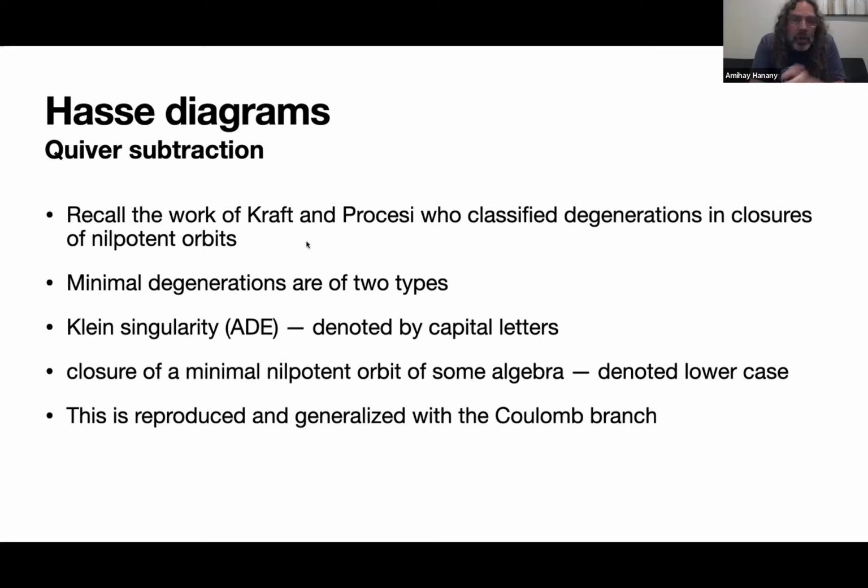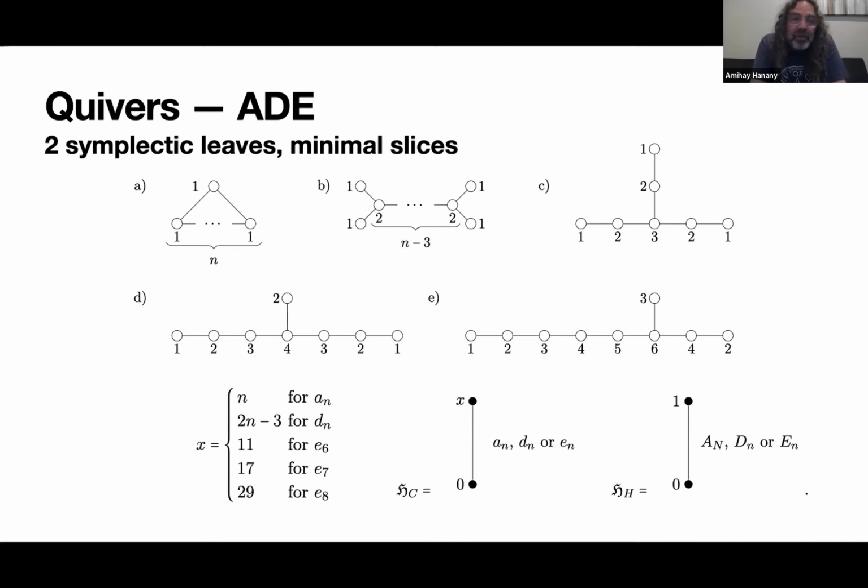Following this work of Kraft and Procesi, they classified the degenerations in closures of nilpotent orbits of classical type. And they told us that those minimal degenerations, or the minimal slices, are either of type Klein singularity or of type minimal nilpotent orbit, which is precisely what we saw in those graphs here. So this we owe to the work of Kraft and Procesi.